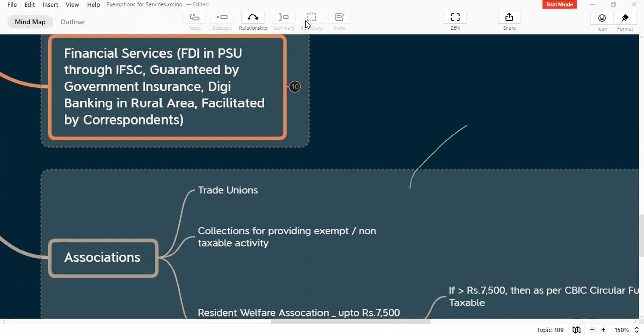The next question. ISKCON is a religious trust registered under 12AA of the Income Tax Act 1961. It lets out rooms to devotees for which it charges rent of rupees 800 per day. Determine the taxability of the service supplied by ISKCON.